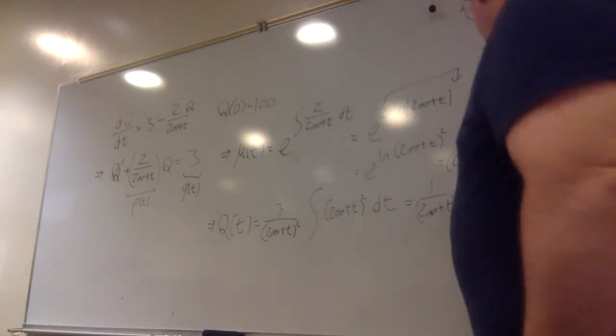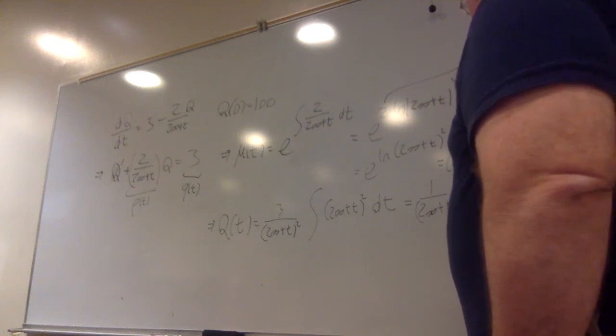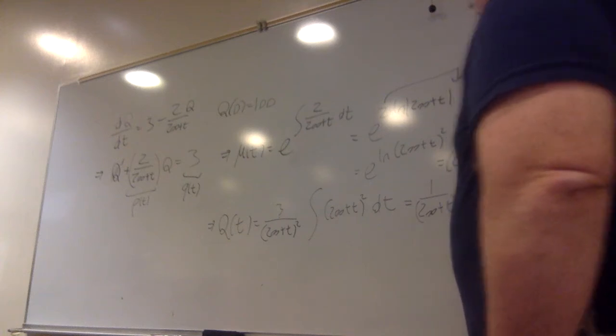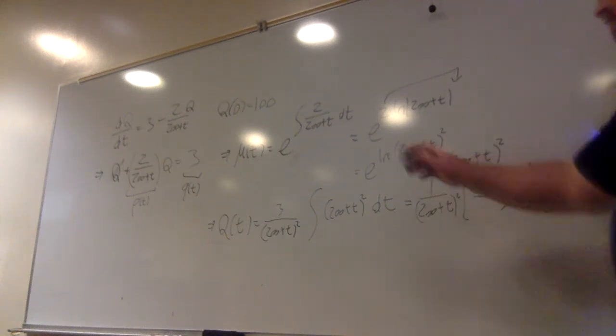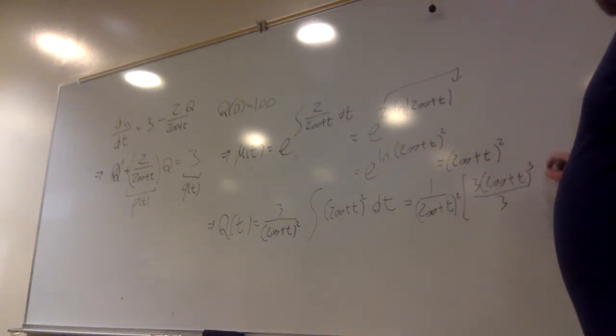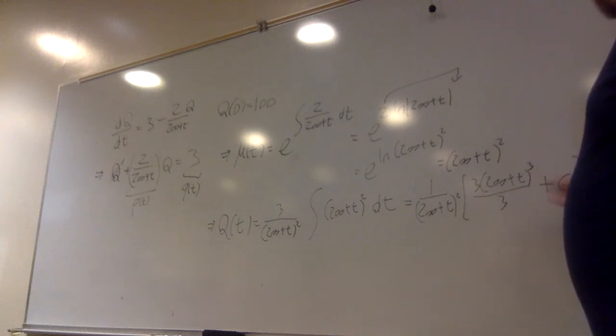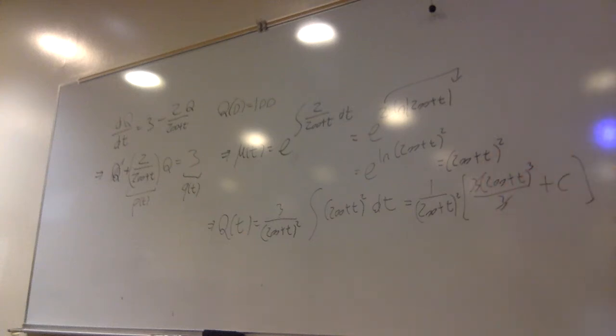So now I have 200 plus t cubed over 3. So that same power rule applies regardless of the shift. Just don't forget the shift. And then plus c. And the 3's will cancel. So now you have an explicit solution. The only thing that's missing is you have to apply the initial condition. You set t equals 0, and q equal to 100.